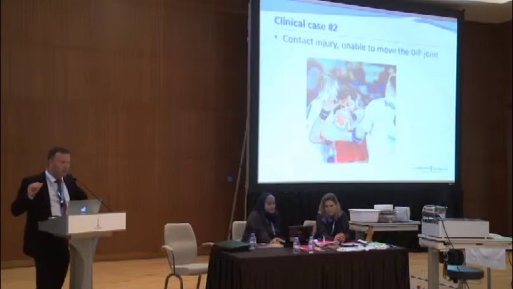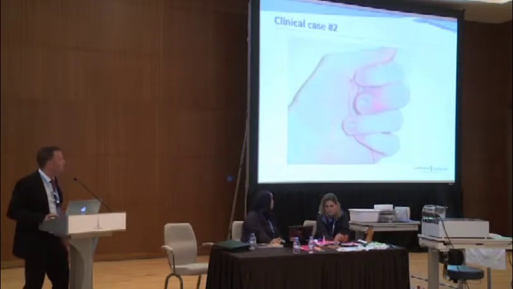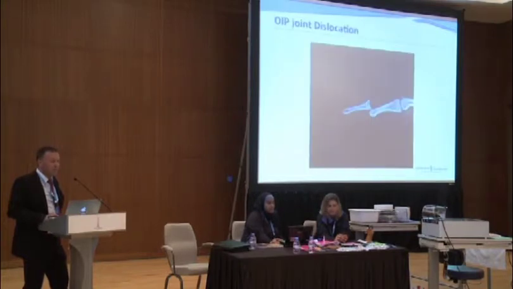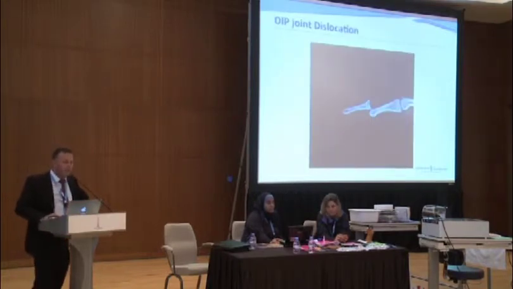Second clinical case: the patient comes with inability to move the DIP joint after a contact injury. He presented this finger. What are you thinking about? No idea? It's not a fracture, it's not a mallet finger, it's a DIP joint dislocation. It's a relatively common lesion of this joint, especially in contact sports like handball.